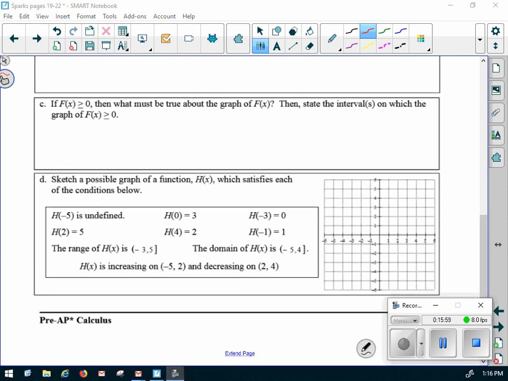Last one here. You're going to draw a graph that meets all of these criteria. Every one of you may have a slightly different graph and still be correct, as long as it meets these criteria. Okay?